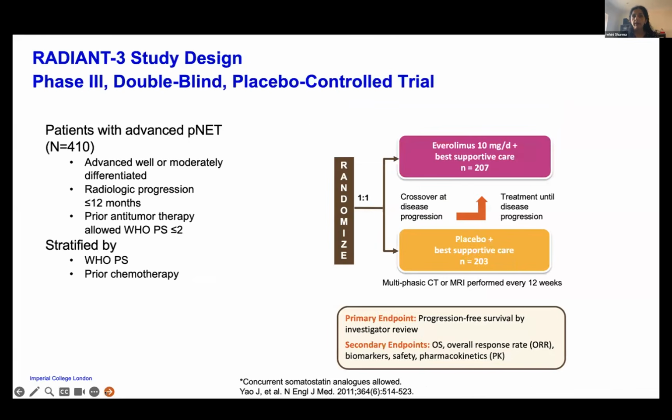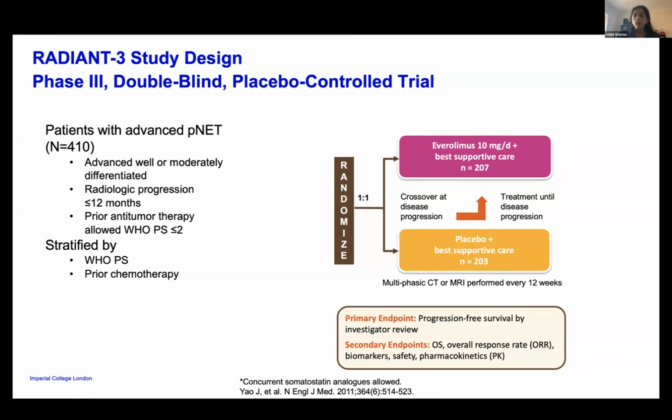What about everolimus? So the trial, like I said, was published in the same issue of New England Journal, and this was the RADIANT-3 study. This was a phase 3 study, patients with advanced pancreatic neuroendocrine tumor, and they all, again, had to have had previous treatment with an agent. So they all had progressive disease. They were randomized to either receive everolimus plus best supportive care, or placebo plus best supportive care.